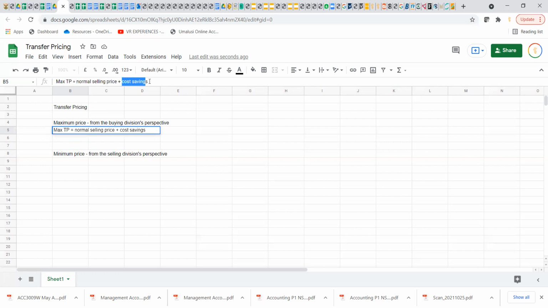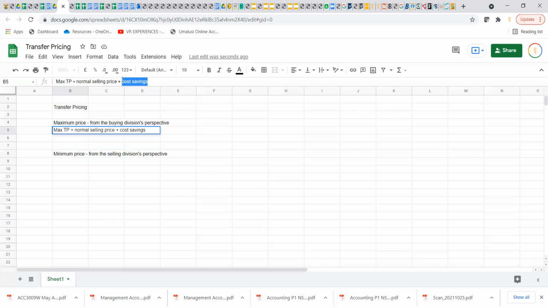What is the cost savings? In some instances, when they buy from an outsider, they may incur order costs, some costs for ordering. So the actual price that they pay for a product, if they must buy from an external party, is the normal selling price they have to pay the supplier, plus the ordering costs that they have to incur. Therefore, we call it cost savings, because if they must buy internally, they will save on these costs.